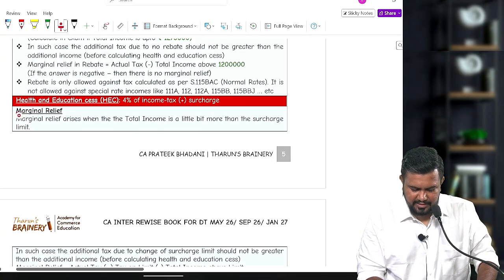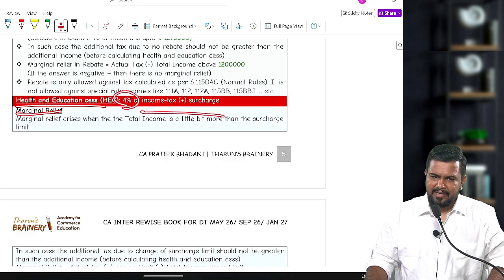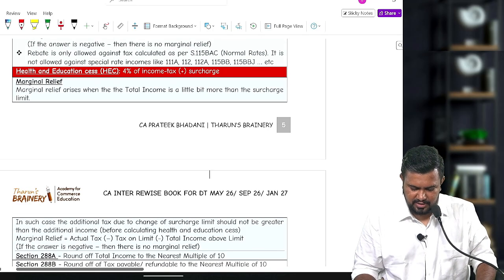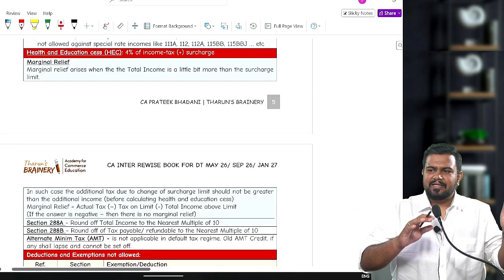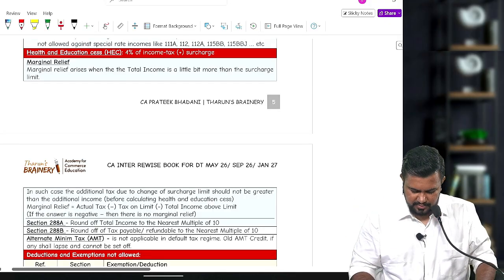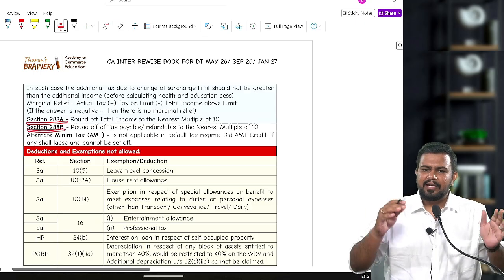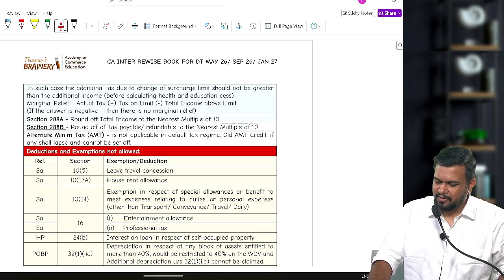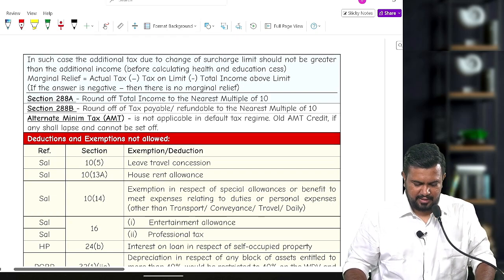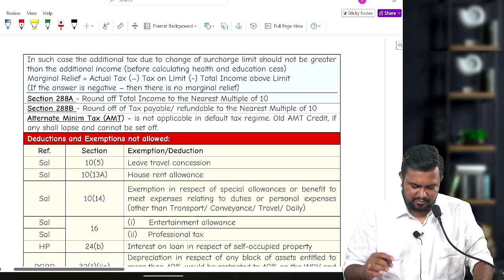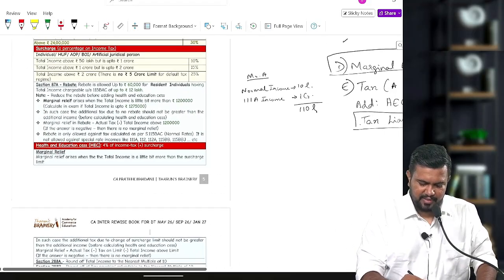Then health and education cess as usual is 4% of income tax and surcharge. Here there is no change. Then in surcharge also marginal relief, same concept as old regime, there is no change. Section 288A also same, 288B also same. So total income you have to round off to the nearest multiple of 10. Then tax also you have to round off to the nearest multiple of 10. Alternate minimum tax we will study later on. So these are the tax rates for 115 BAC.